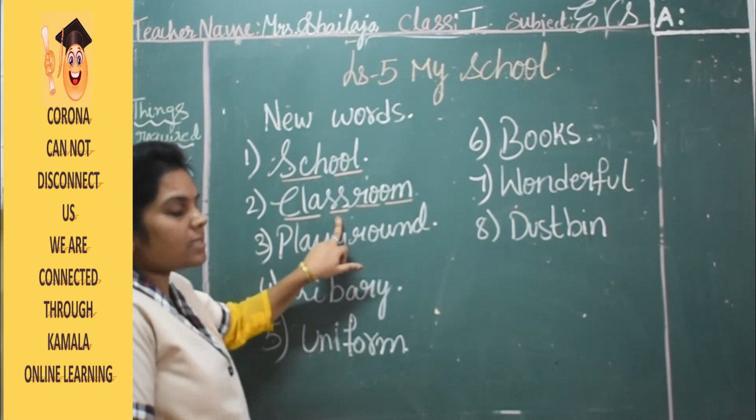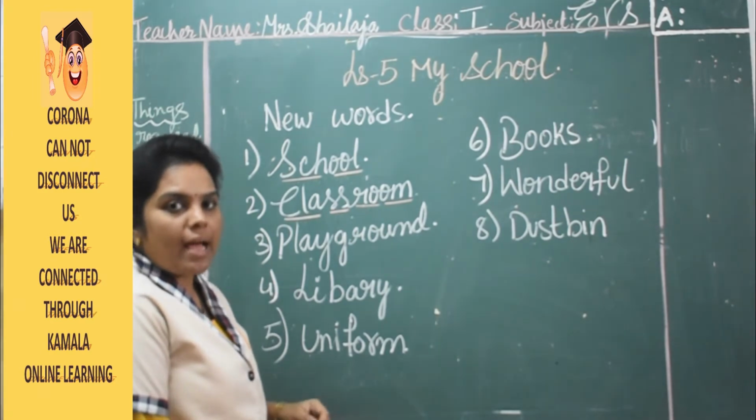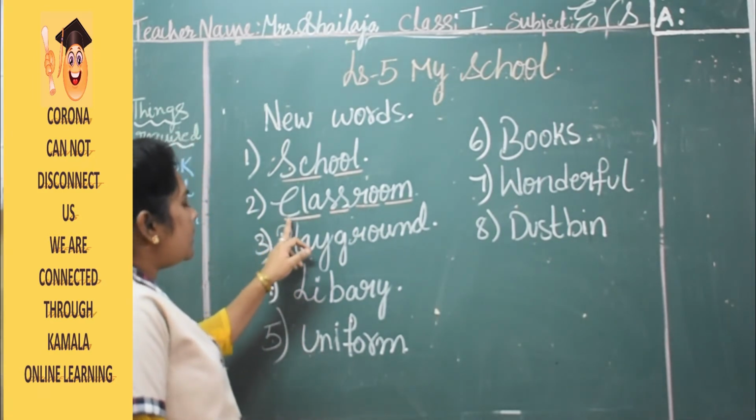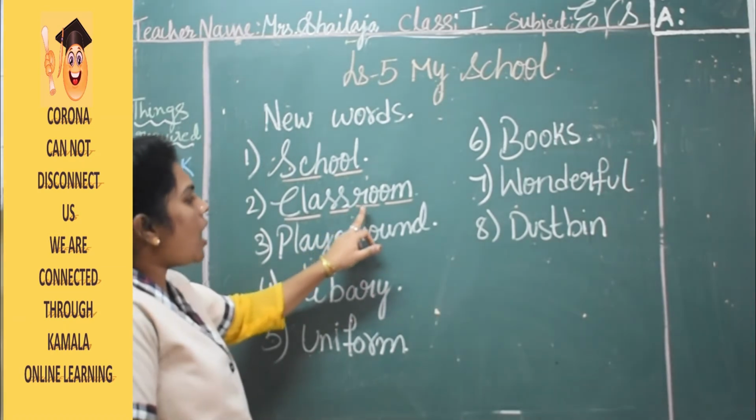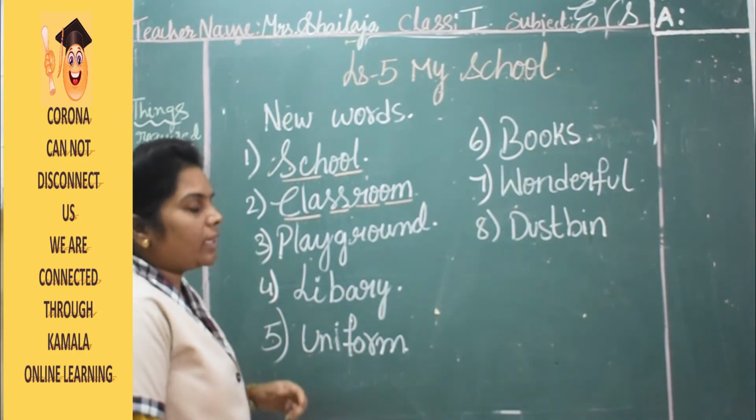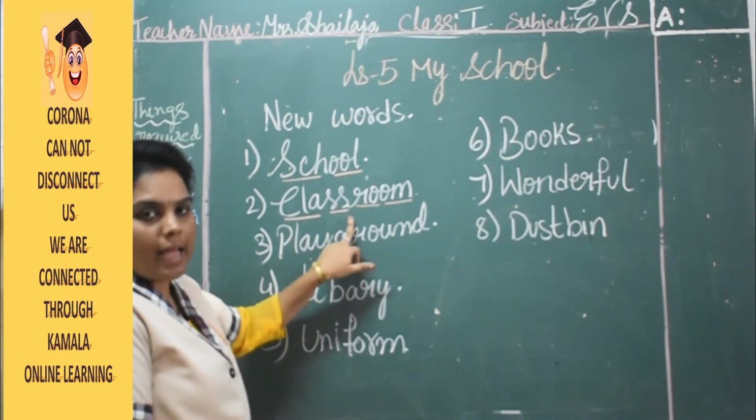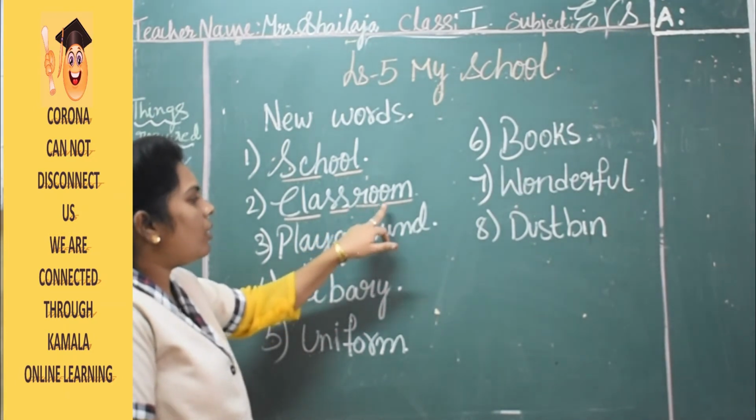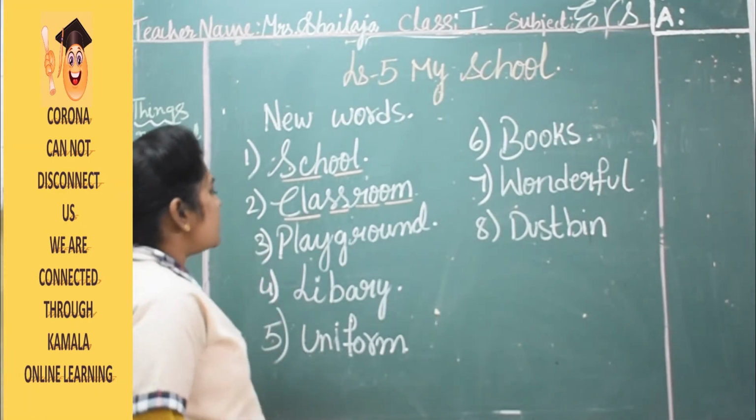C-L-A-S-S, class. R-O-O-M, room, classroom. Again. C-L-A-S-S, class. R-O-O-M, room, classroom. Now next one.